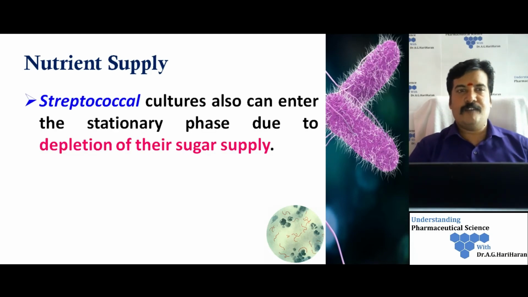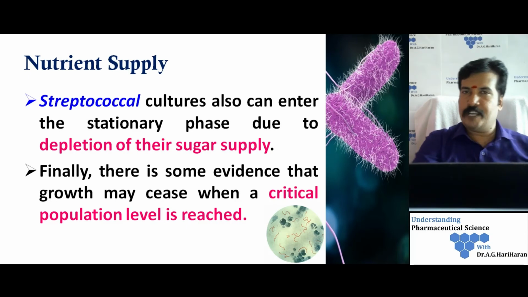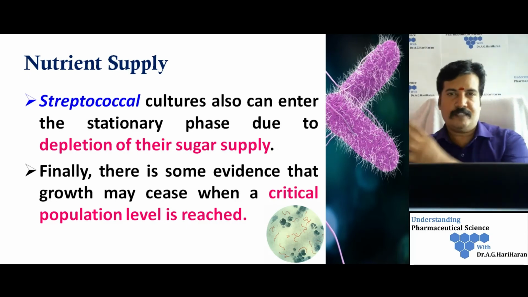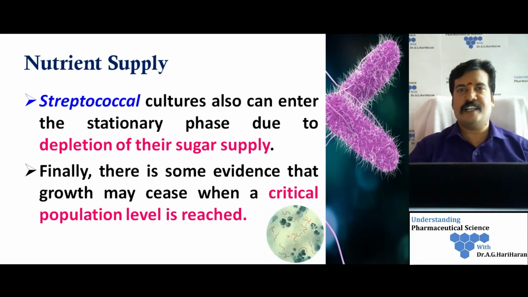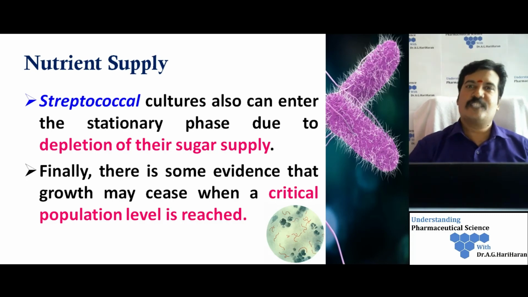And the final one is the nutrient supply, which is a very important one. Once the major nutrients like the carbon source, the sugar supply, are limited, the growth will stop. Apart from this, the last one is, even though the essential nutrients and a favorable environment are all there, some bacteria go to the stationary phase once they reach a critical population level. So it's a rare condition. These are the major ones which lead to the stationary phase.